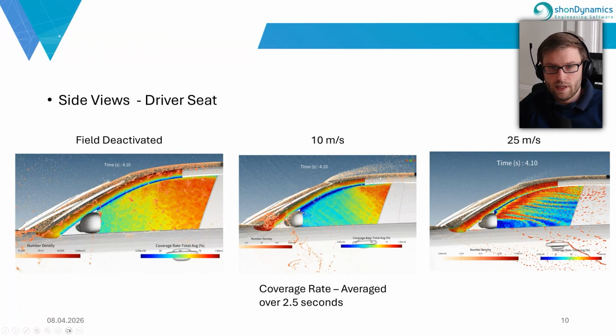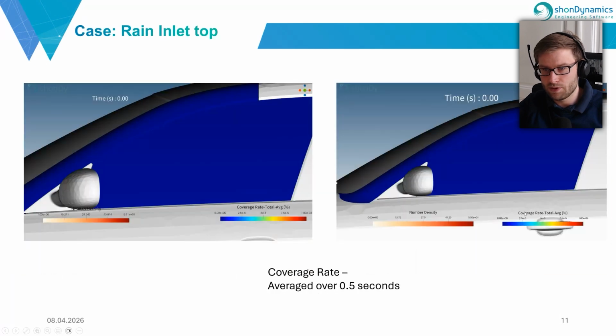And here we see, if we average over 2.5 seconds, that most of the fluid is at the back of the upper right corner of our side window, not so much blocking the view of the driver to the mirrors or outside. Whereas in the 25 meters per second case, we have a lot of rivulets forming at the start of the A pillar, going to the side window, and then back to the back end of the car.